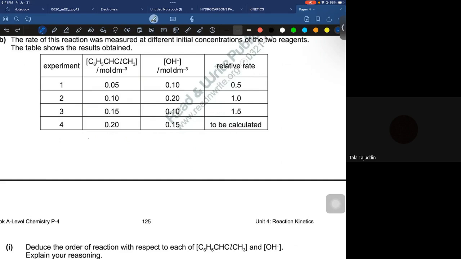So let's suppose I'm doing this: 0.1 over 0.05 for this. I know the order, that is 1, and 0.2 over 0.1 is equal to 1 over 0.5. Can you tell me an answer? 0.1 over 0.05 is 2. This is 2 into, this is also 2. And what is this?